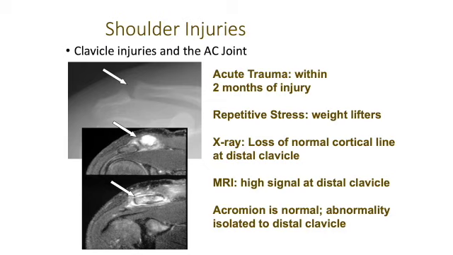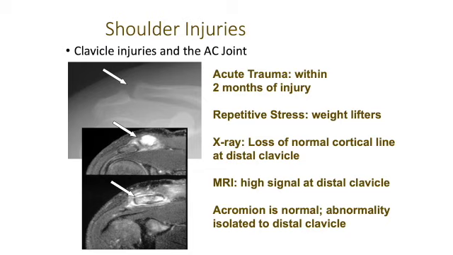On an x-ray, we're going to see a loss of the normal cortical line. So think back to the ABCs. Our A is not correct. We don't have correct alignment. On MRI, we're looking at a high signal at the distal clavicle. So what we can see here is a lot of lightness, a lot of white right at that AC joint, showing there's been disruption in the tissue.